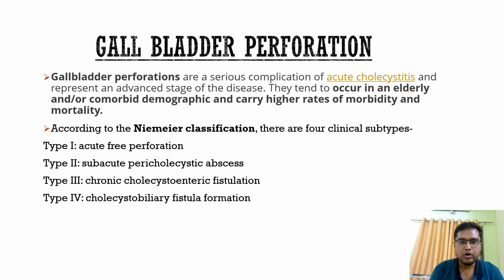I mainly wanted to discuss Neimeier's classification in this particular case. Gallbladder perforation is not a very common complication. It's a serious complication of acute cholecystitis and usually occurs in elderly patients with comorbid conditions. In Neimeier's classification, there are four types, where type 1 is acute free perforation, type 2 is subacute pericholecystic abscess, which was our case, type 3 is chronic cholecystoenteric fistula, and type 4 is cholecystobiliary fistula formation.